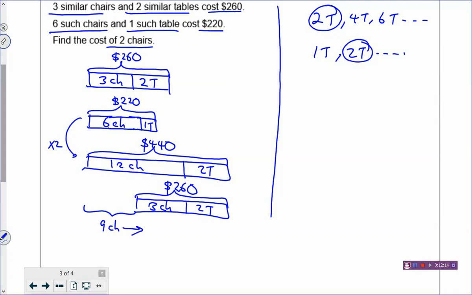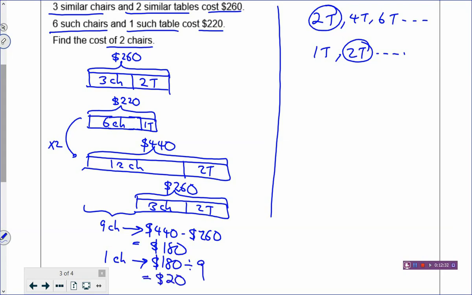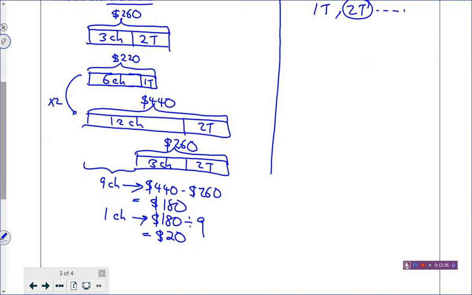How much is 9 chairs? So 440 minus 260, and you will get $180. So how much is 1 chair? 1 chair will be 180 divided by 9, so 1 chair is $20. Okay, got it? Alright, and if 1 chair is $20, then you can find the cost of 2 chairs. So 2 chairs will be 20 times 2, so 2 chairs cost $40, and you solve the problem.